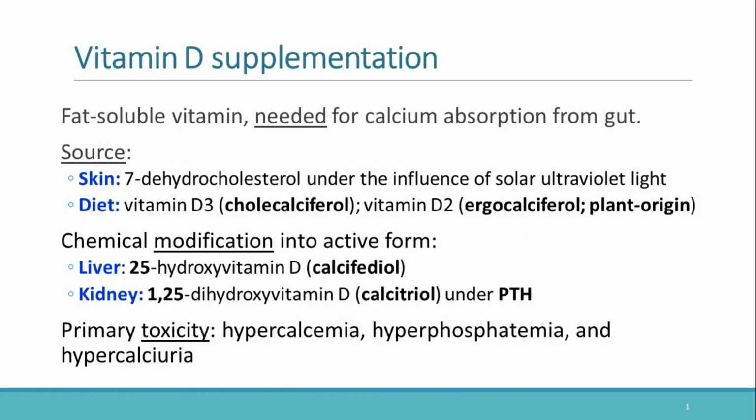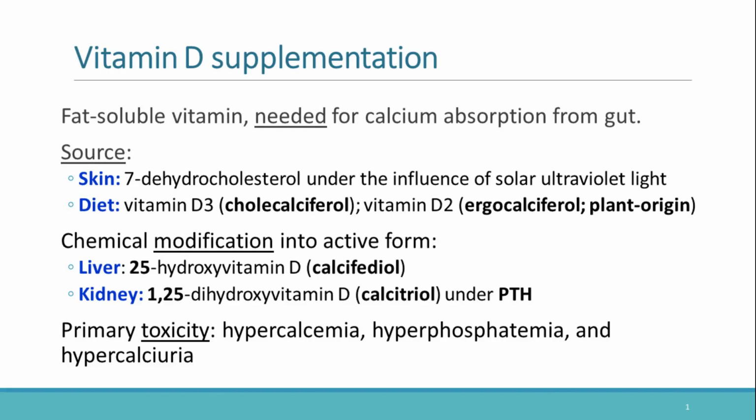Vitamin D, a fat-soluble vitamin, is required for calcium absorption from the gut. It can be synthesized in the skin from 7-dehydrocholesterol under the influence of ultraviolet light, or absorbed from the diet in the natural form, vitamin D3, cholecalciferol, or the plant form, vitamin D2, ergocalciferol. Active metabolites are formed in the liver, 25-hydroxyvitamin D or calcifediol, and kidney, 1,25-dihydroxyvitamin D or calcitriol, plus other metabolites.